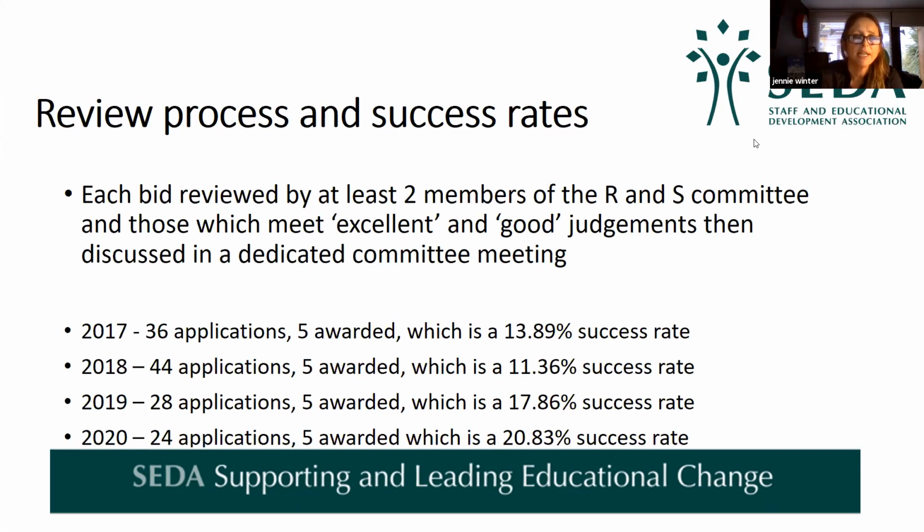So as you can see here, each bid is reviewed by at least 2 members of the committee. The review forms that we use look very much like the application forms that you will be filling in, and so we review according to the criteria A through to F, I think it is, that Laura's just spoken about, and that form the structure of the application form. So we are reviewing directly to what it is that you are writing.